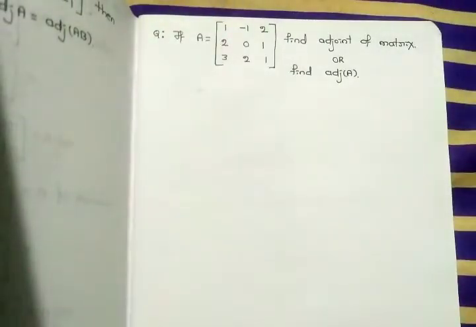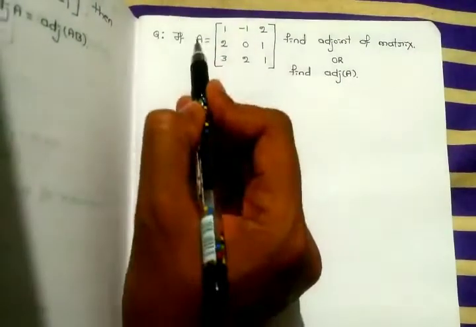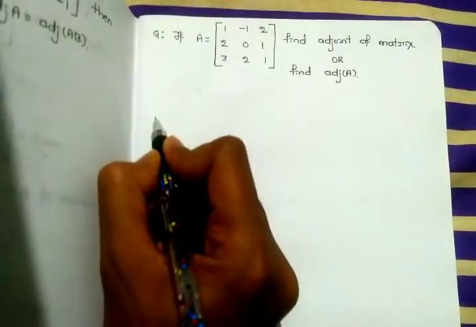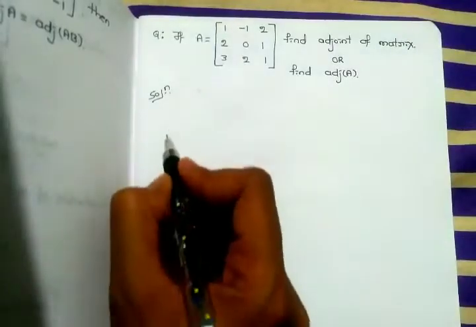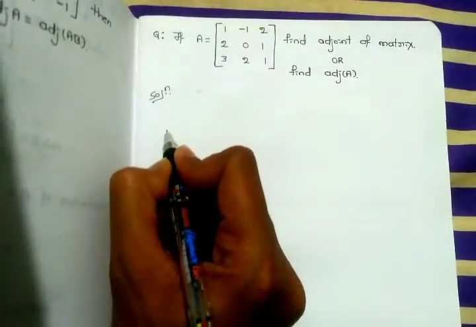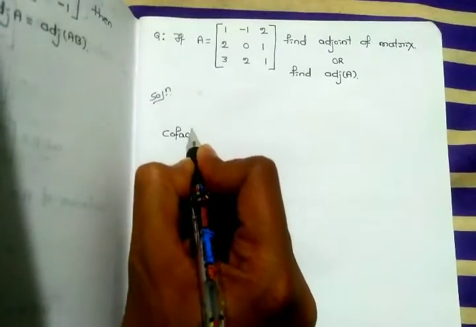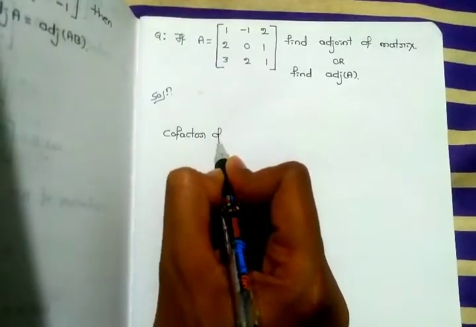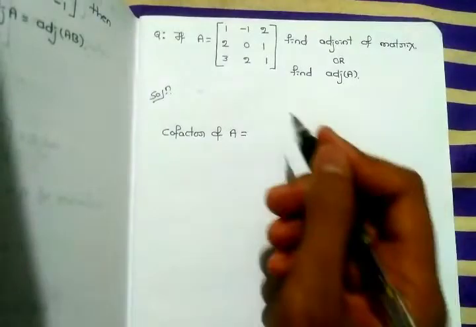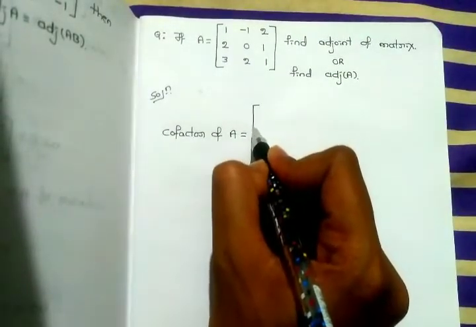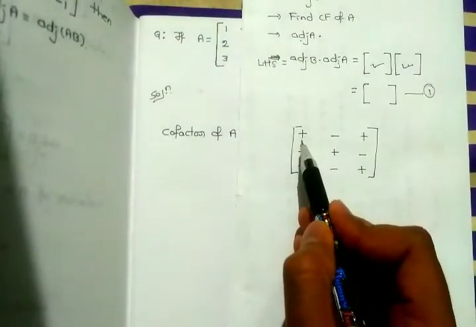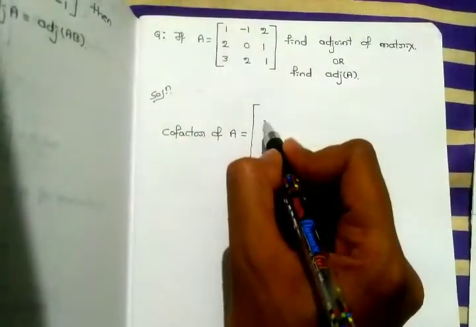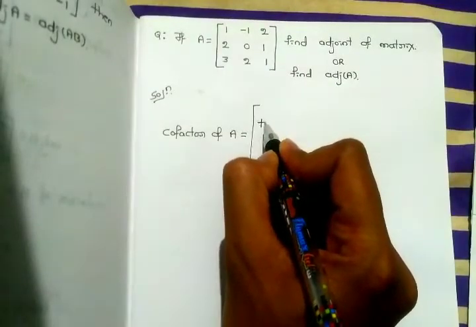So to find the adjoint of A, we need to find the cofactor of A. Therefore first I am going to write the solution. Solution: first, cofactor of A matrix. So for the first element, which sign is here? Plus. Therefore first I am going to note down the plus sign.